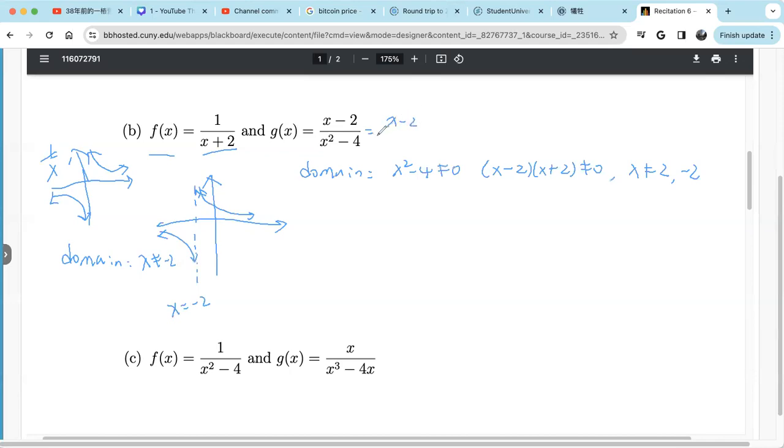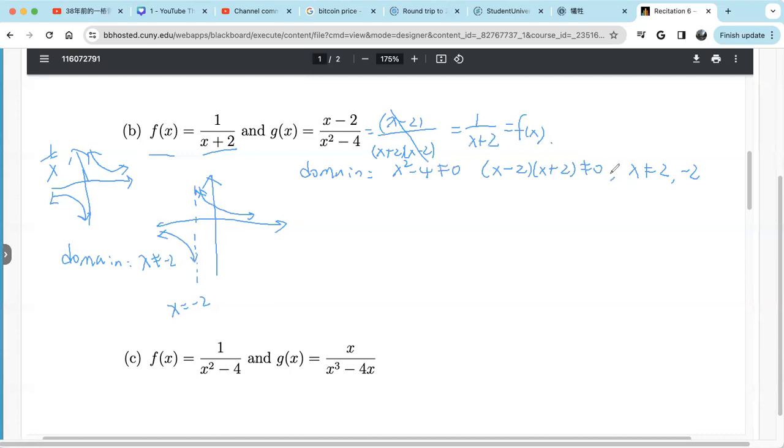The numerator has x minus 2 as a factor. The denominator has x plus 2 and x minus 2, and those two are the same. x minus 2 divided by x minus 2 is 1. So it becomes 1 over x plus 2, and this is f of x.